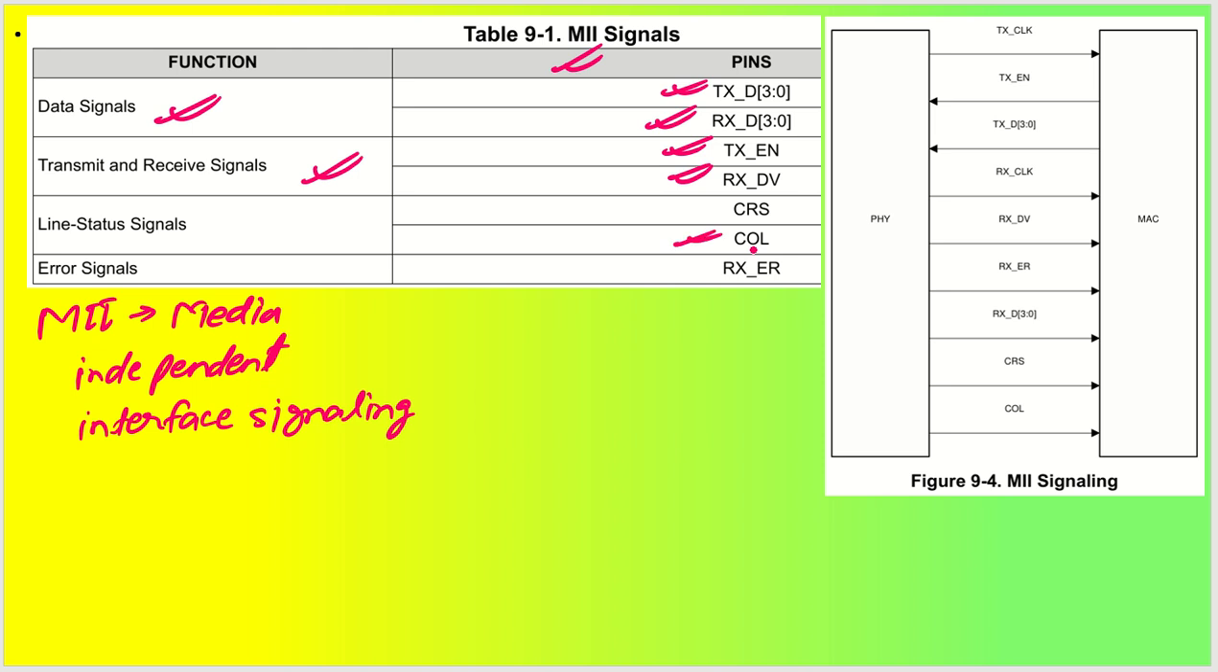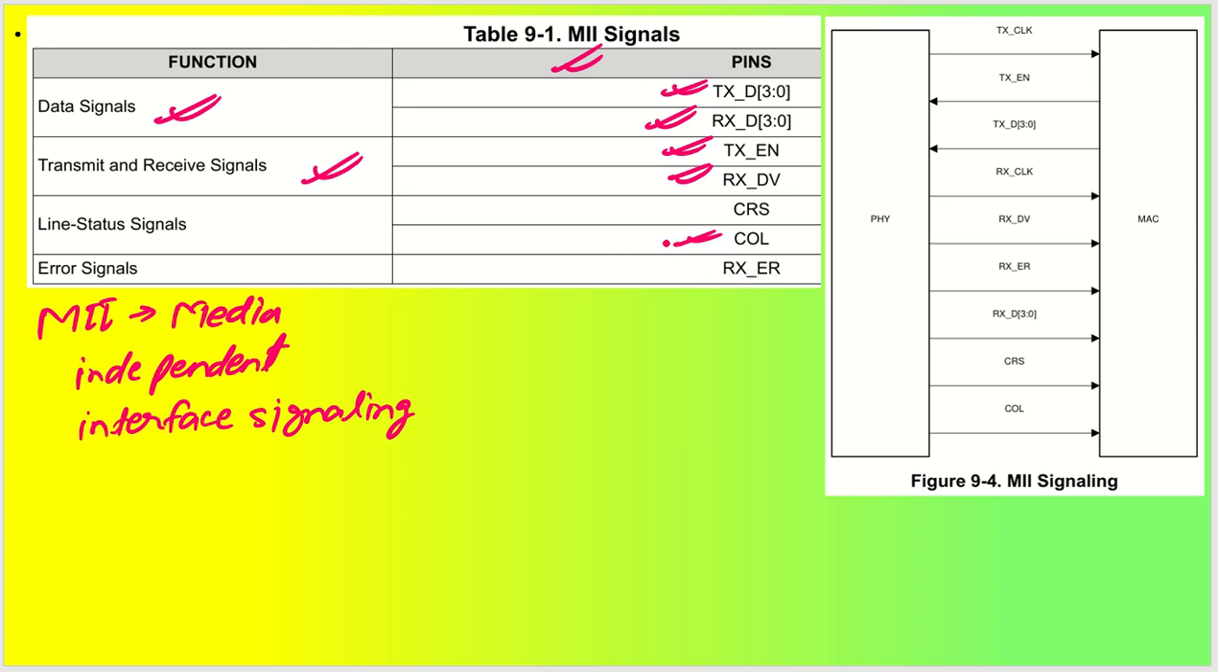So collision detect is actually utilized because let us say we are broadcasting the data, and at the same time if everybody is sending the data, then there will be a collision and they will be in waiting mode. We have an error signal, which is nothing but your RX error. So these are the signals that are utilized.